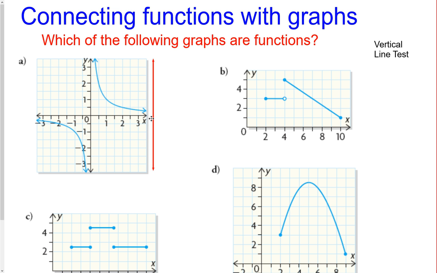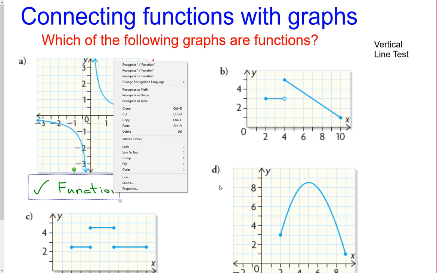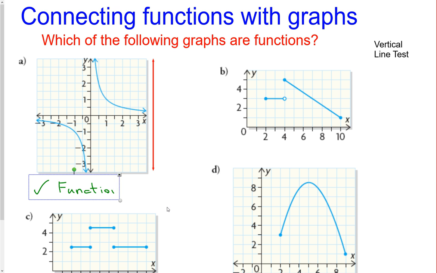So this first one is a function. It is a function because I can't touch the graph at 2 places at any one time. So we're going to give it a check mark and we'll say function. Oh boy, these are going a little haywire here. There we go. Function. Good.